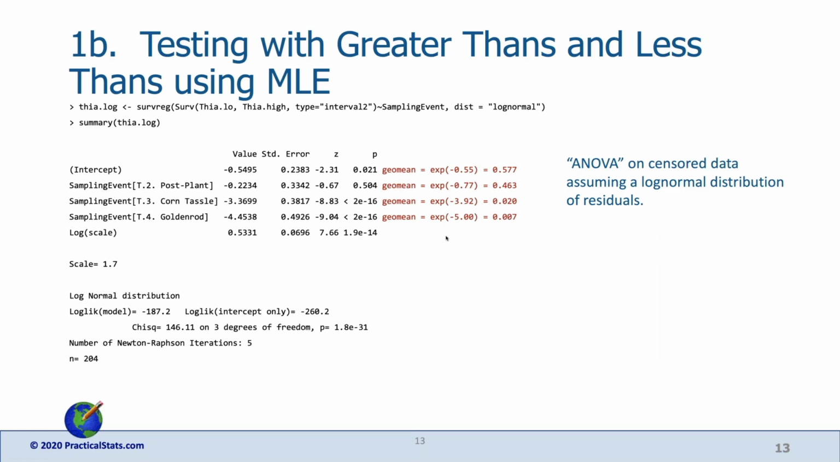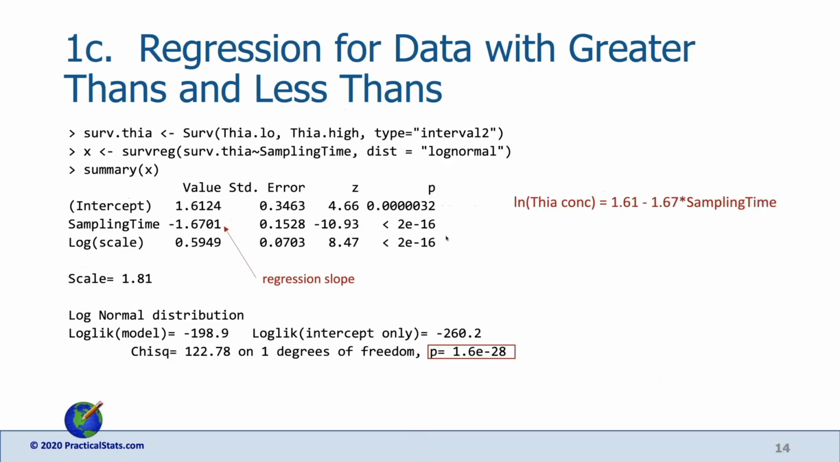All right, so this is the output for doing group tests. Here's how you would do regression itself. This is basically all the same thing. I've defined the y variable here and called it serve.thia. And then I can just use that here. So instead of one long command, it's just separated into two, that's all. Serve.thia tilde, and then the sampling time, that's the variable I made up. That was just 1, 2, 3, and 4. Again, telling it dist equals log normal.